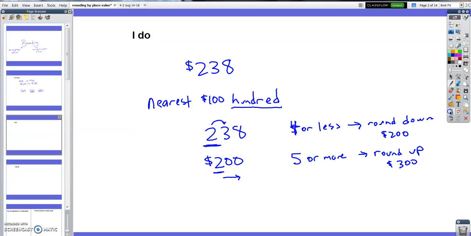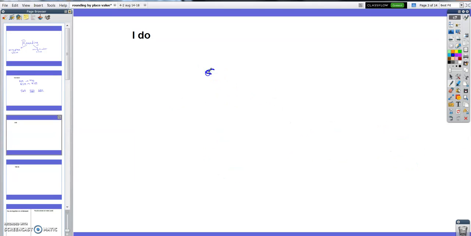Sometimes you will round to the nearest 10. So I'm going to take my $238 and I'm going to round to the nearest 10. So if I round to the nearest 10, I'm looking at my 10, and I'm looking at the number one place down from my tens.